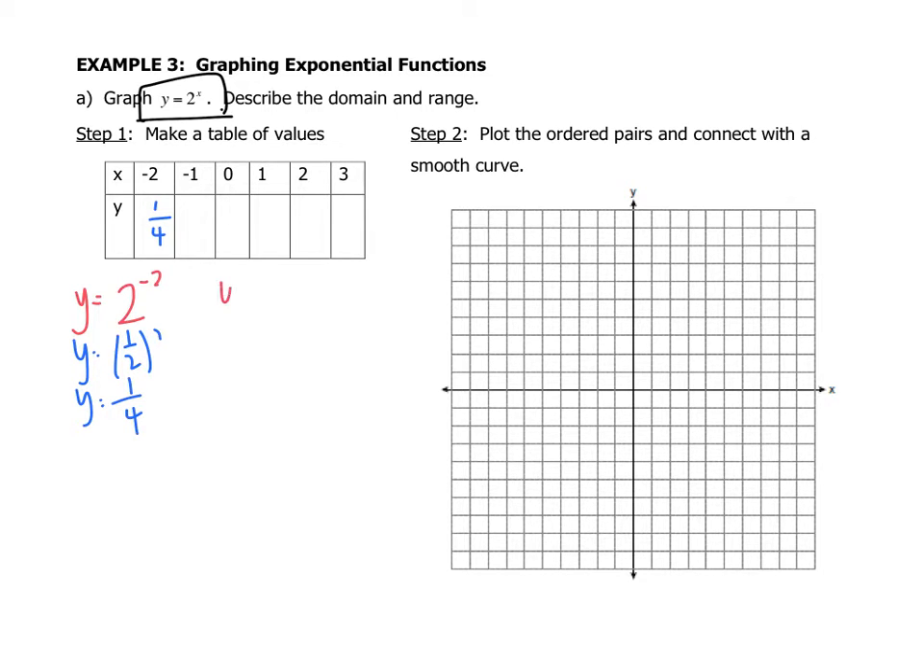Now we go to the next one. y equals 2 to the -1. Well, I know that that means y equals 1 over 2 to the +1. Well, duh, 1 over 2 to the 1 is the same thing as 1 over 2.